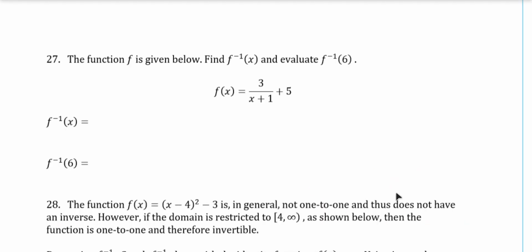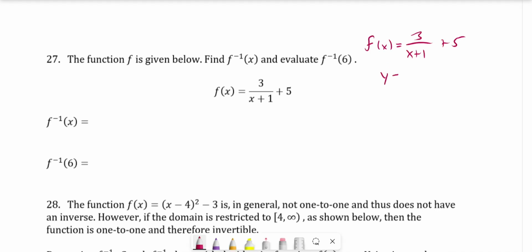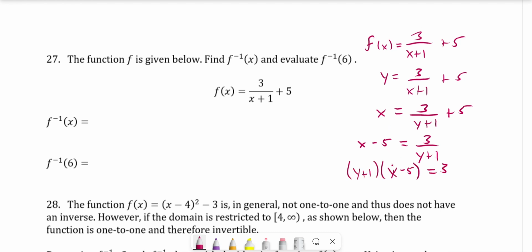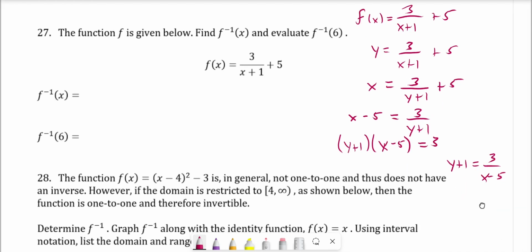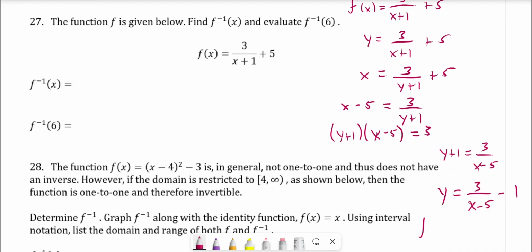For this next one, we're asked to find the inverse and then evaluate it at a point. Again, we want to rewrite things with y notation here, switch the roles of x and y, and now solve for y. We begin by moving that 5 over to the other side. We want to multiply on both sides by y plus 1. Then we want to divide off this extra x minus 5 term. And finally, subtract 1 from that. This gives me my inverse function, which we can now evaluate just by plugging in 6 to get 2.